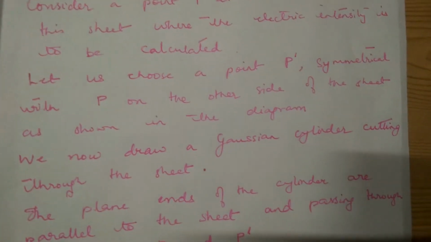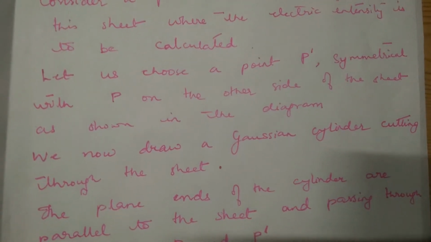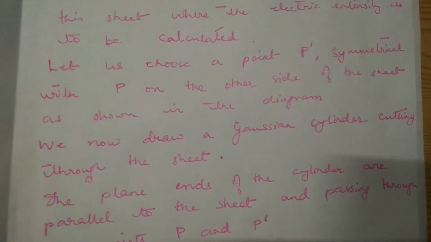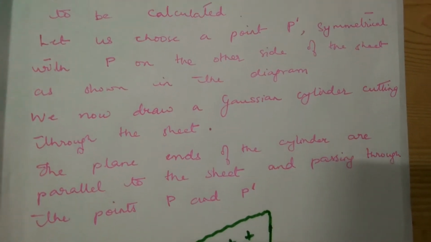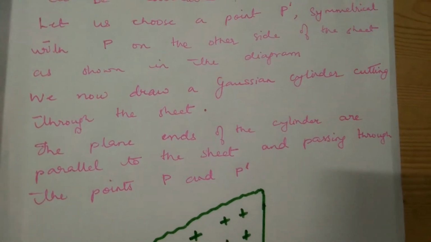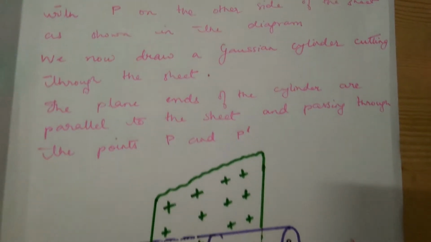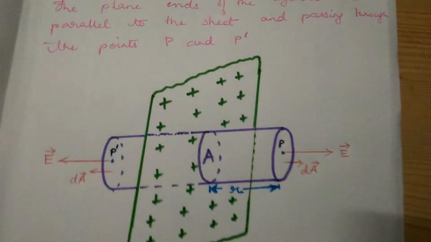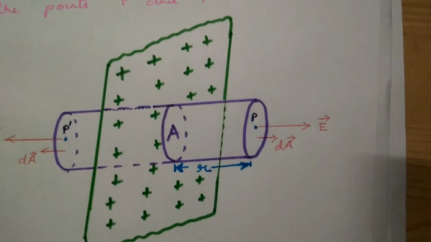Let us choose a point P dash symmetrical with P on the other side of the sheet as shown in the diagram. We now draw a Gaussian cylinder cutting through the sheet. The plane ends of the cylinder are parallel to the sheet and pass through the points P and P dash. We now move on to the derivation.